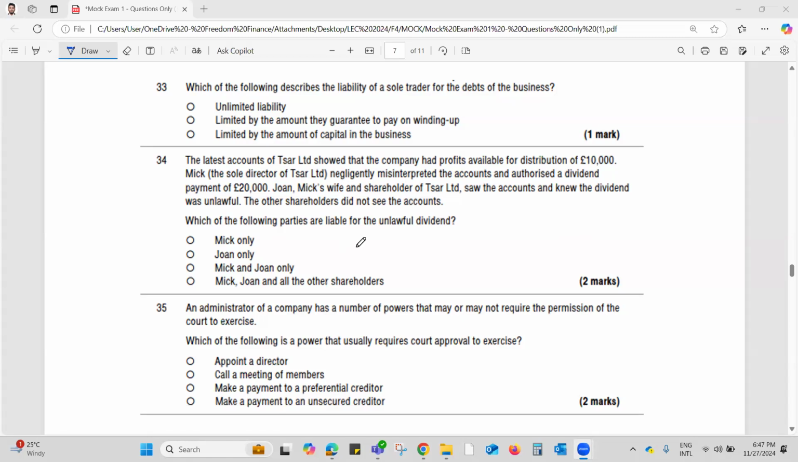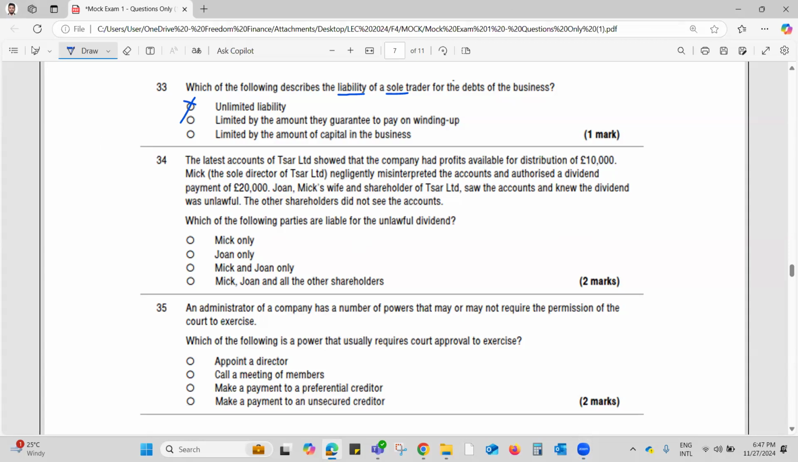So let's discuss the 33rd. The option for the 33rd needs to be unlimited liability. Now, this is an easy question. Your liability as a sole trader is going to be unlimited. Why? You need to sacrifice your personal assets in order to meet your business dues.